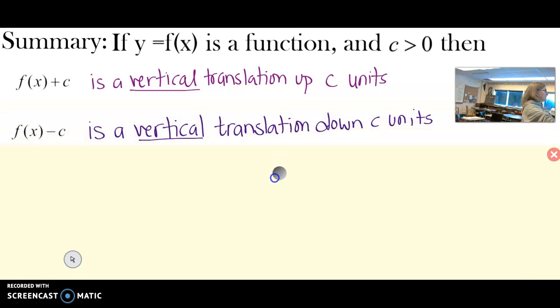The next one, if you subtract c, so for example, the absolute value of x minus 3, it's going to be a vertical translation down 3 units, or in general, c units down.